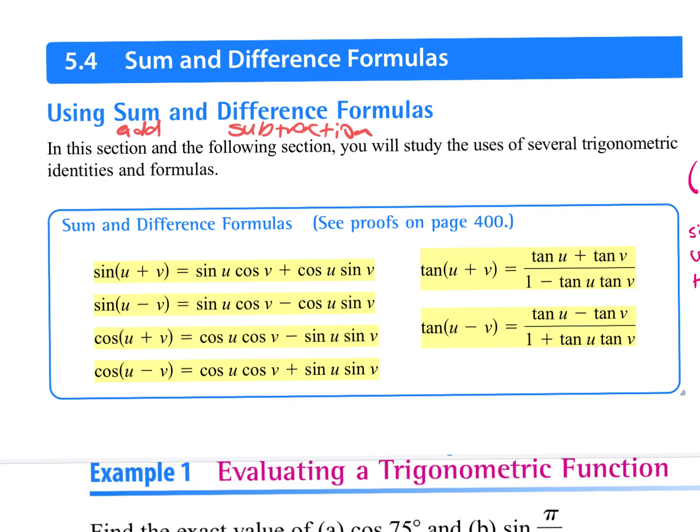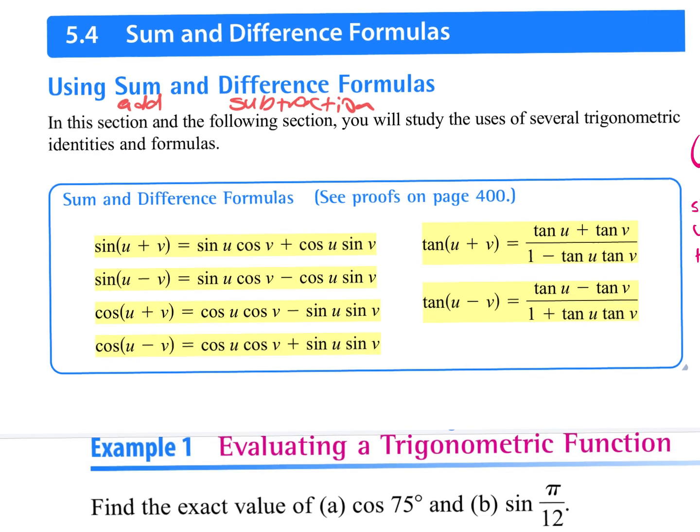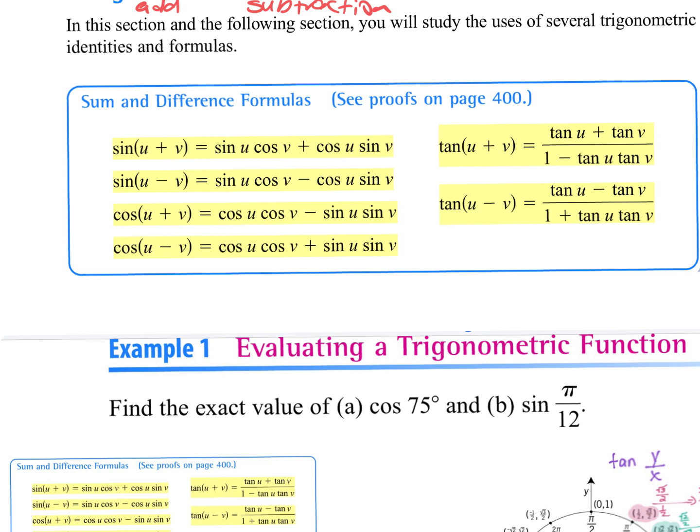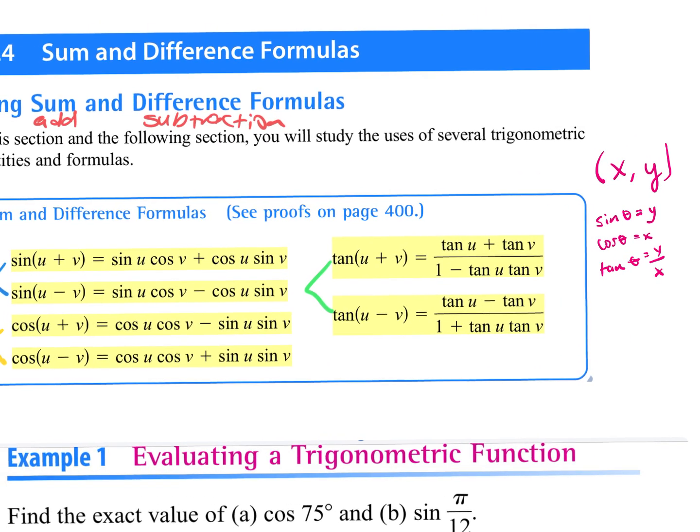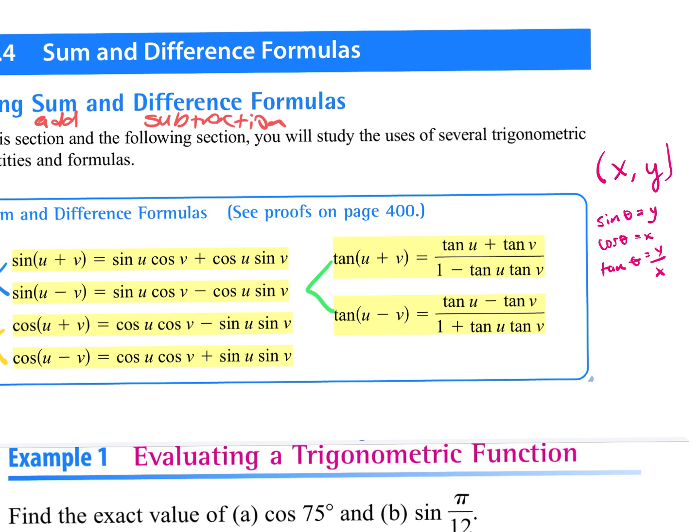All right, if you were not given that stuff, this becomes much, much, much harder because you have to memorize it. But notice, we're talking about the 3 major trig functions: sine, cosine, and tangent. Everyone see that? And there's 2 formulas within each trig function. It's adding 2 angles together or subtracting them, for sine, cosine, and tangent. Everybody see that?